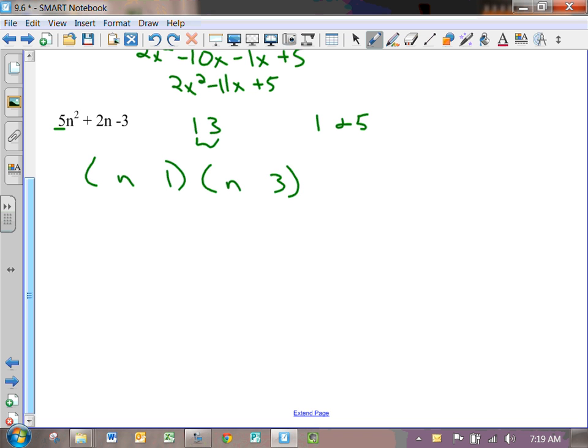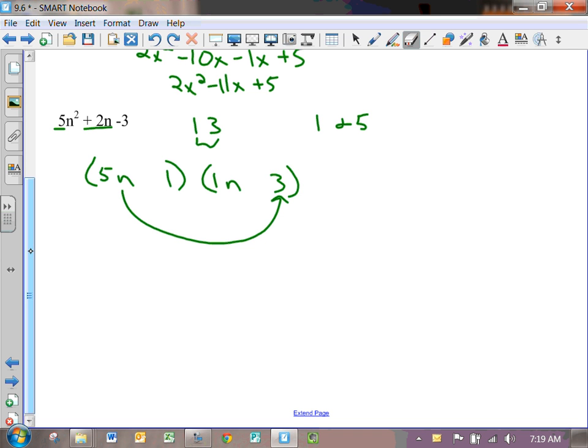So now you can kind of be strategic about this. For instance, I would never choose to put the 5 here and the 1 there, because when you do your outers, you're going to get a 15n. We only need a plus 2, so having a 15n is a little big.